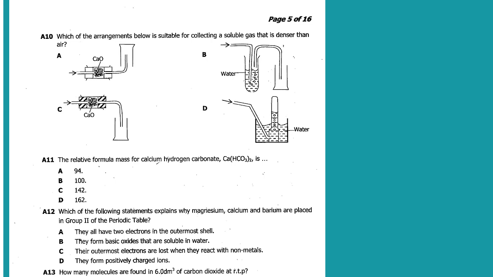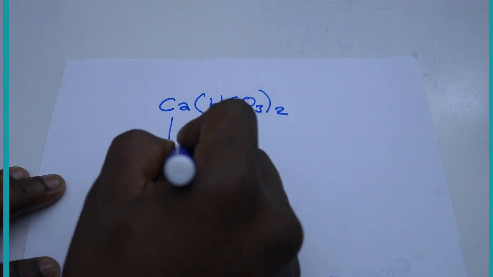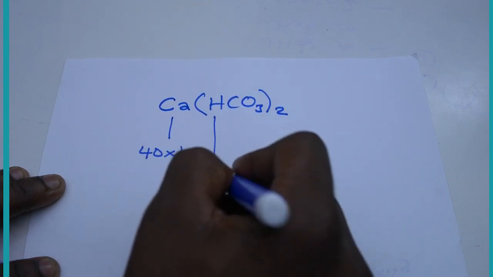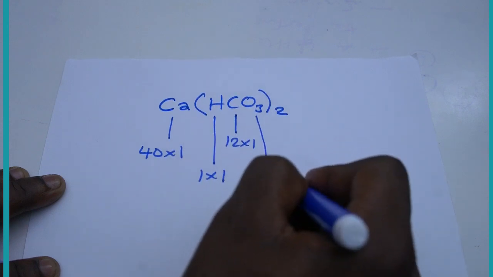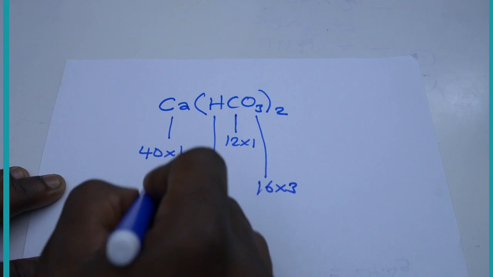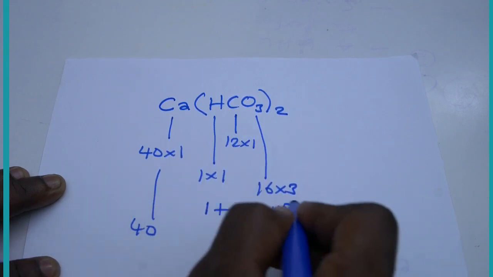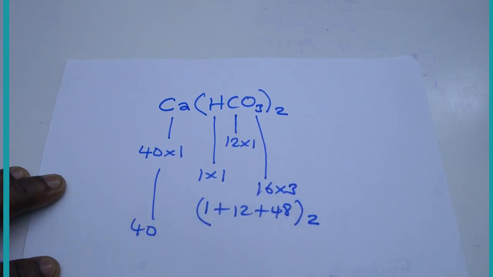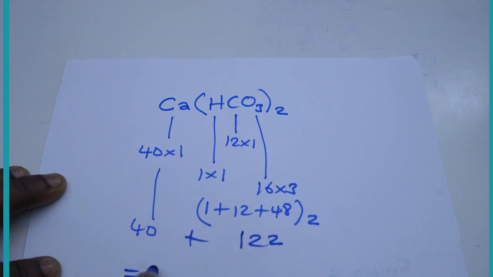Question 11. The relative formula mass for calcium hydrogen carbonate is, so for this one, what we need is just to get the relative atomic mass for calcium. It's just one atom, so it will be 40. Then for the hydrogen carbonate, we add the relative atomic masses for the elements there, which is hydrogen 1 plus carbon 12, and then oxygen is 16, so we multiply by 3, which will give us 48. And then doing the maths, you come up with 162.